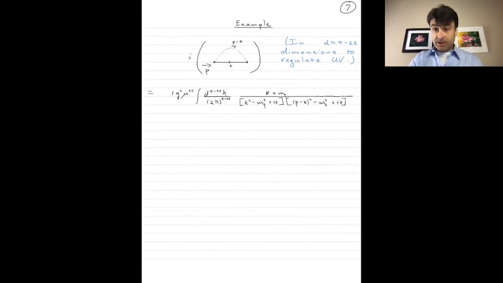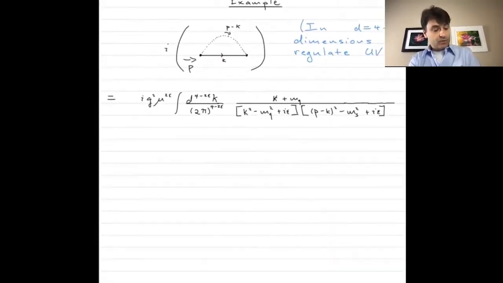So I think it would be good for you to do that calculation as an exercise. I'm not going to go through every single step because we've done several of those calculations already. You know the basic outline of that kind of calculation. If we're using standard methods, we'd probably go to 4 minus 2 epsilon dimensions to dimensionally regulate the ultraviolet divergence. Remember, this is an ultraviolet divergent graph. So we deal with that using renormalization. Okay. We know how to renormalize.